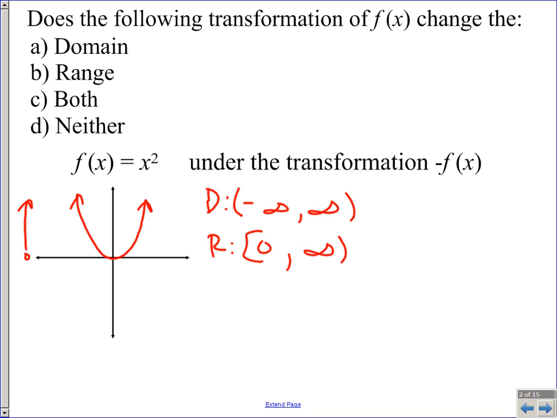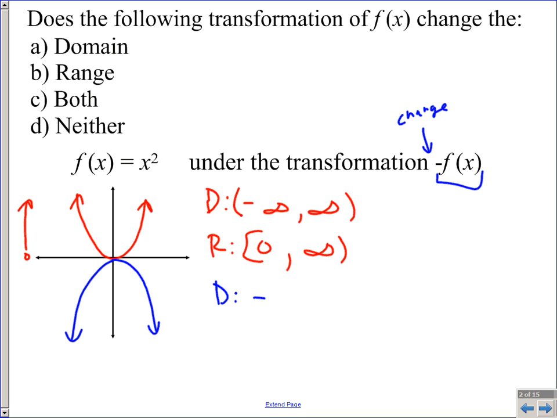And what we're going to do is put a negative out in front. When we put an operation like an add, subtract, multiply, or divide outside of a function, it affects it vertically. In this case, a negative is a reflection. What that does is it takes all of these outputs and changes their sign. Or if they're positive, they're negative. And if the original is negative, then it becomes positive. In this case, our graph has all positive outputs, making the transformation give all negative outputs.